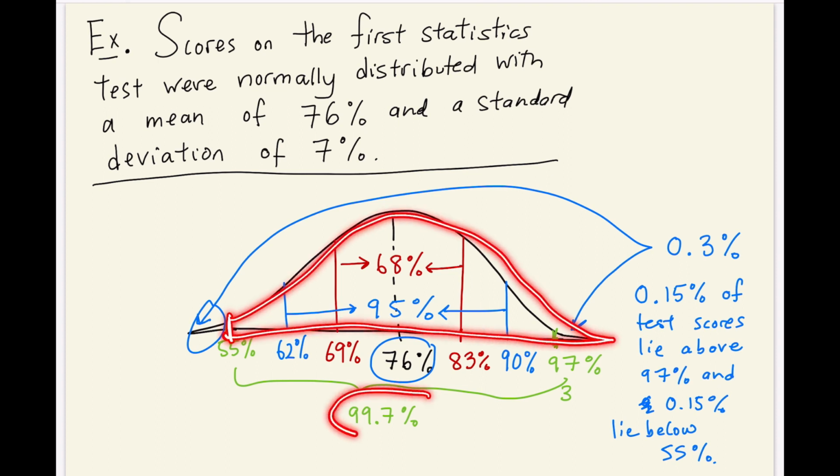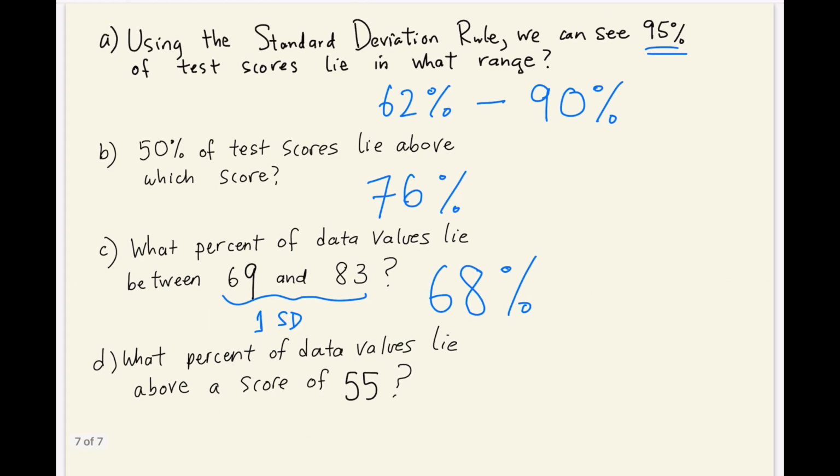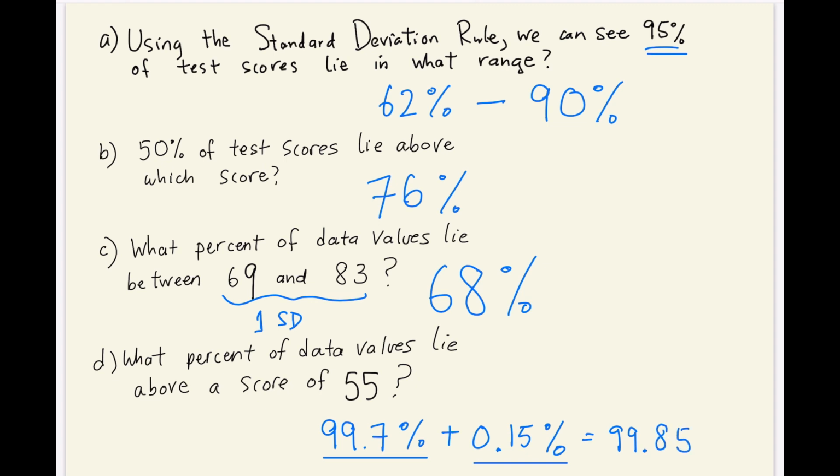So if your question is what percent of the data values lie above 55%, then that's going to be 99.7% plus 0.15% to account for this little tail here. I'm just going to write that down. This represents the test scores that are above 97, and this represents the test scores that are between 55% and 97%, and that gives me 99.85% of the test scores. And those are our answers.